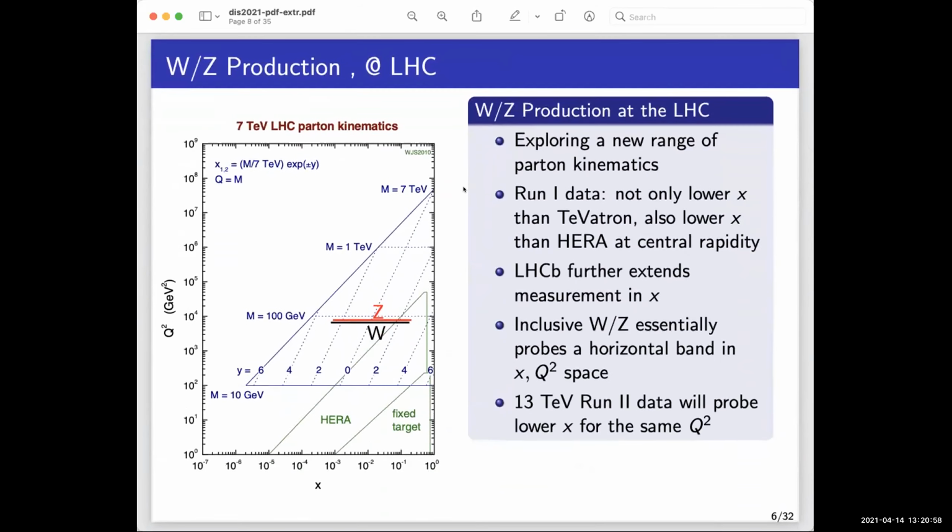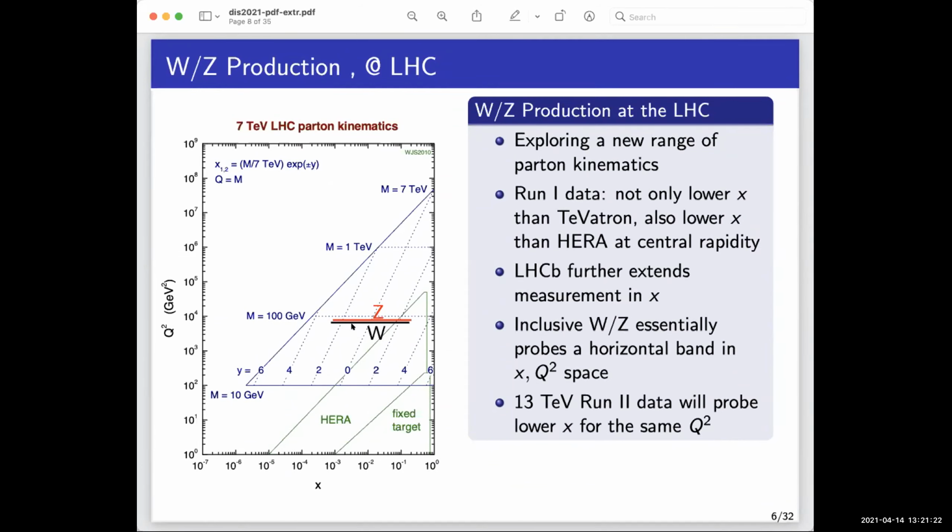Okay, if we look at the usual kinematic plane, this is similar to what Thomas just showed. So you can see the hero region in the bottom right, and then these little bands show you basically what's probed by inclusive W and Z. And so it's generally higher. This is the Run 1 kinematic plane, which is what we actually use for our measurements.